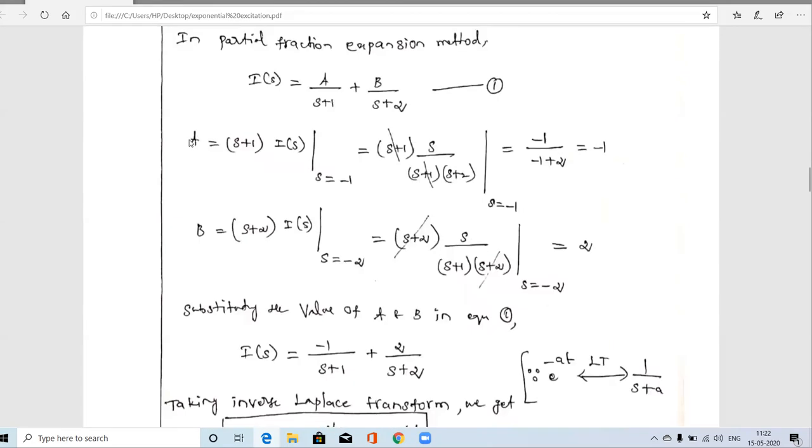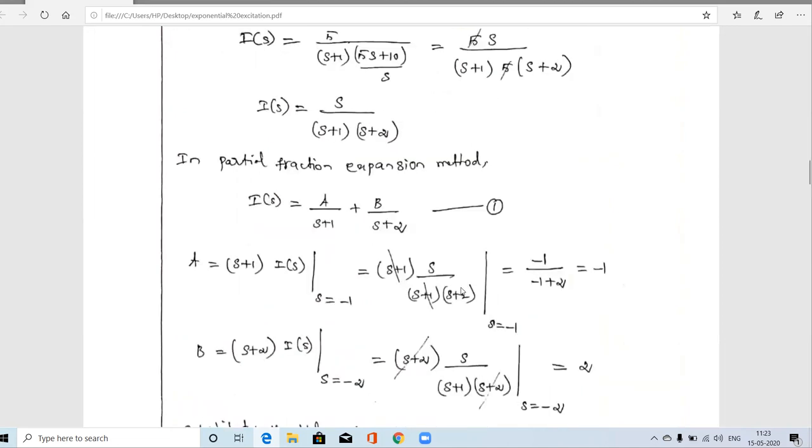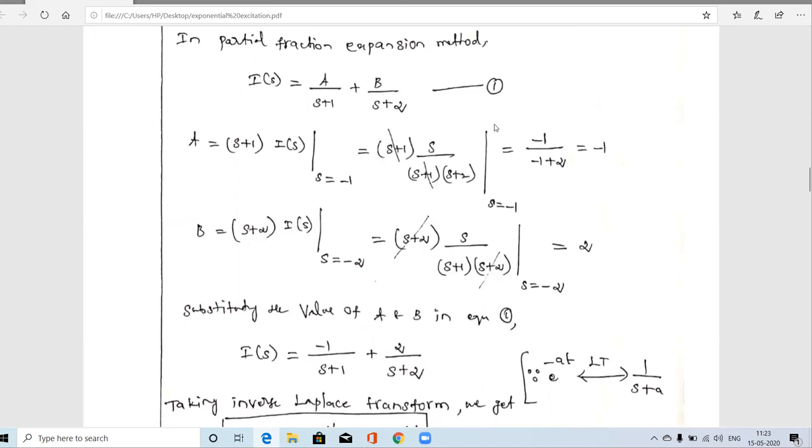You know how to calculate the values of a and b. So how to calculate a? A is nothing but the denominator of this a, that is s plus 1, into the left side total function I of s, at s plus 1 equal to 0, which means what is the s value? S value is minus 1. We have to multiply these two terms at the condition s equal to minus 1. So s plus 1 into I of s, where I of s is s by s plus 1, s plus 2. So you substitute, and these two terms get cancelled. Now you substitute s equal to minus 1: in the numerator s is there, so minus 1 by minus 1 plus 2. So the answer is minus 1.